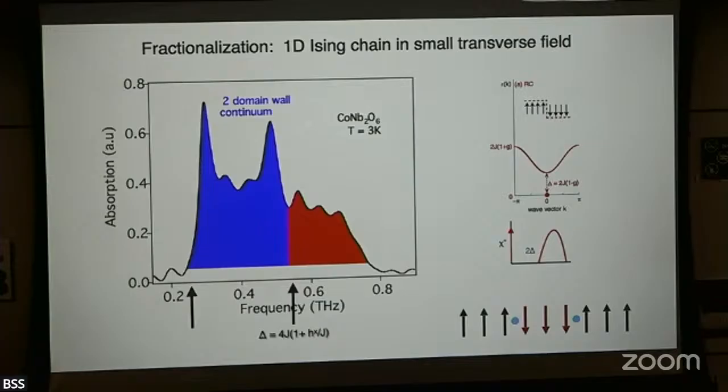This is a system we've actually done an example of. The best material realization of this is cobalt niobate. And this is a plot of our terahertz spectrum as a function of frequency. We see this big, broad blob here with some features. Although these may look sharp to you, this part of it in blue looks like the density of states in one dimension. And so this is again corresponding to the continua of two domain walls.